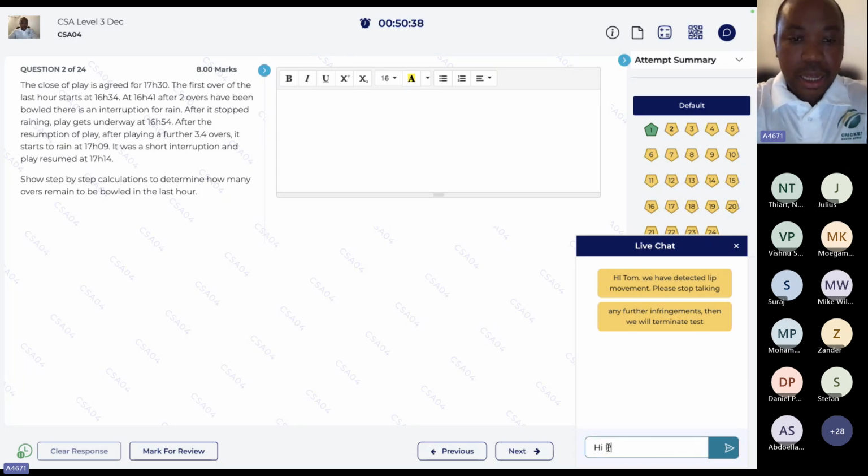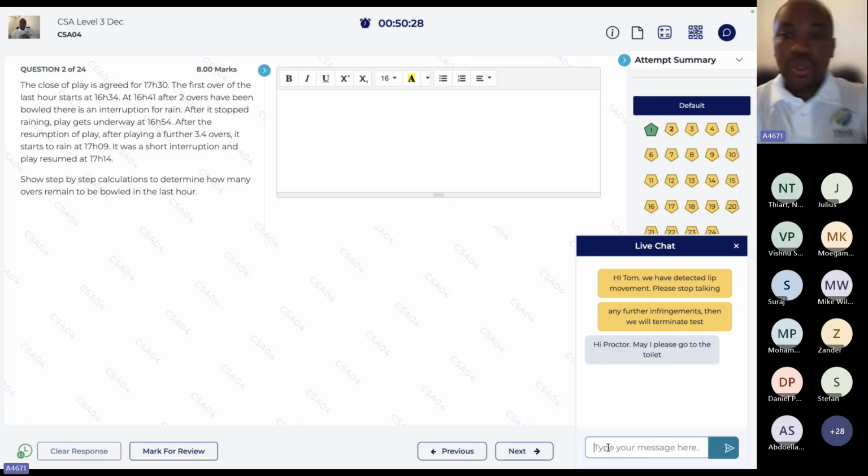So what I should do beforehand is ask, "Hi, proctor, may I please go to the toilet?" And then the proctor will say yes or no. And if he or she does say yes, then they will tell me how long I have to go to the toilet and come back. So Abdullah, you can type in there that yes, you may go to the toilet. Please be back in 3 minutes.